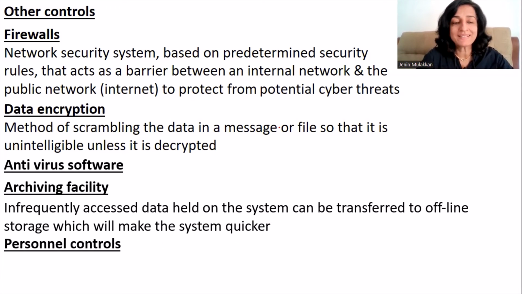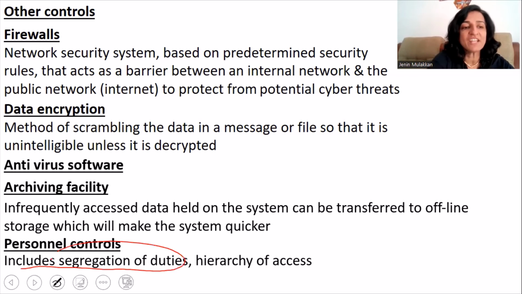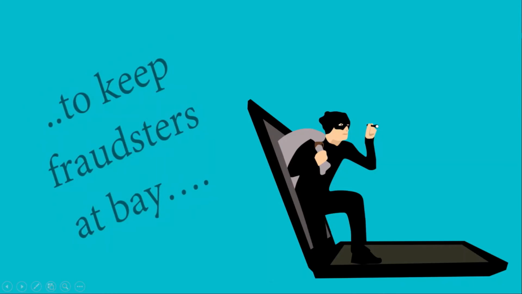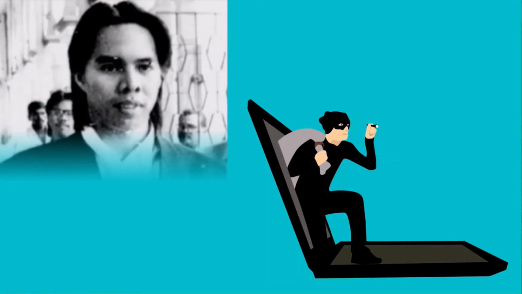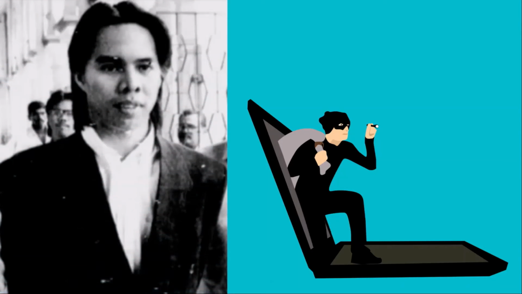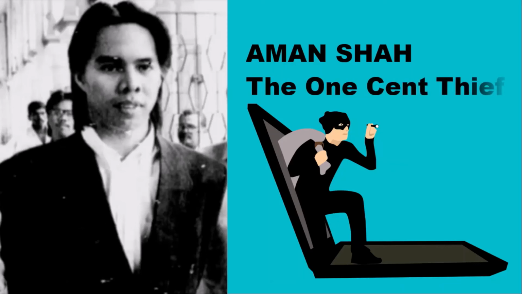Moving on to the next, personal controls. Includes segregation of duties. Why should you segregate the duties? Now, the fraud case of Aman Shah, or the 1 cent thief, is a classic example of where the organization did not follow the segregation of duties.